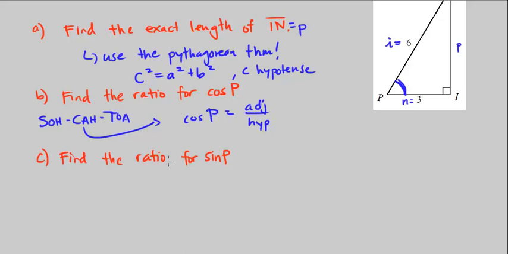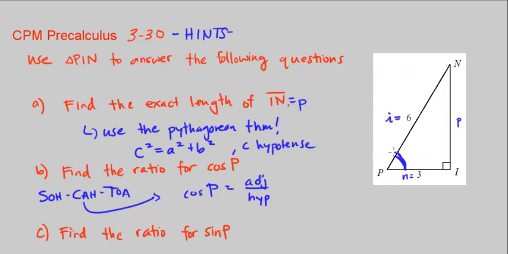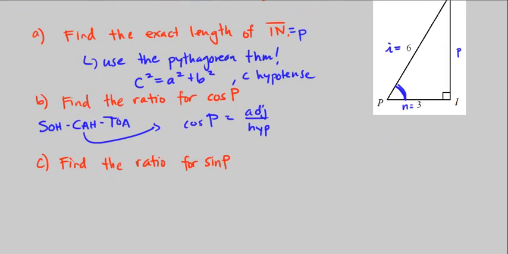Finally, we have find the ratio for sine of p. Again, we have the same angle p, so this is the same reference angle, and we're going to use the same hint, SOHCAHTOA, but this time we're using SOH, and so we know sine of p is equal to O over h, and O stands for the opposite side, and h is the hypotenuse.